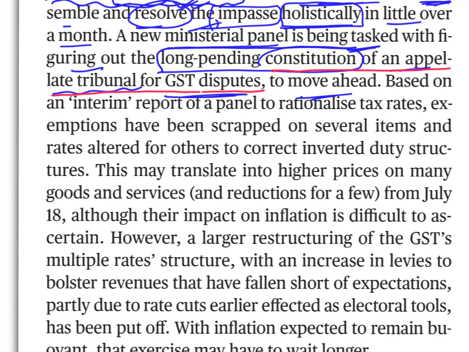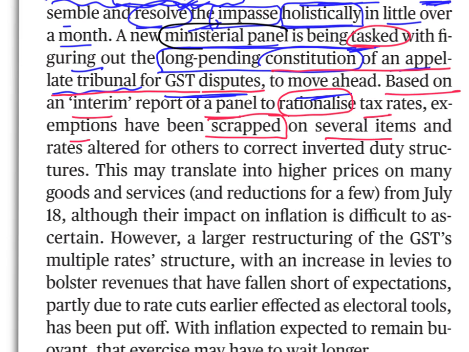So to decide on that, a new ministerial panel is being tasked about it. So they were given the task. Based on an interim report of a panel to rationalize tax rates, exemptions have been scrapped on several items and rates altered for others to correct inverted duty structures. Oh my God, every sentence comes with a keyword. So let's look at every keyword that comes here.